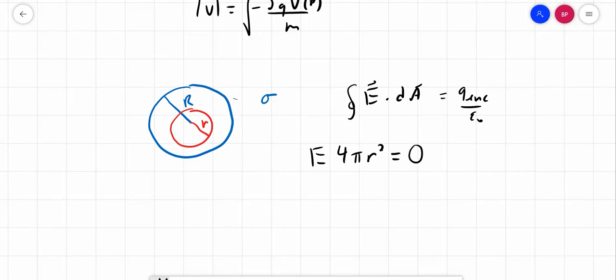And so because of the symmetry, and only because of the symmetry, I can conclude that my electric field is 0 for r less than capital R. All right, so inside this sphere, the electric field is 0.